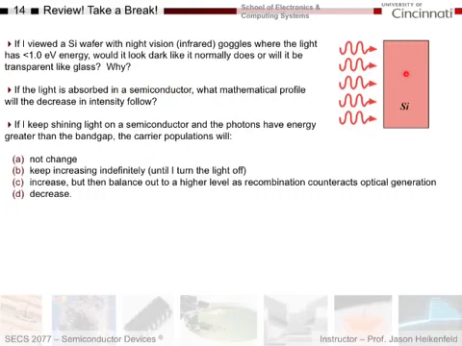If I keep shining light on a semiconductor, and the photons have energy greater than the band gap, what will the carrier populations do over time? There's only one right answer here. You should be able to get it pretty easily.